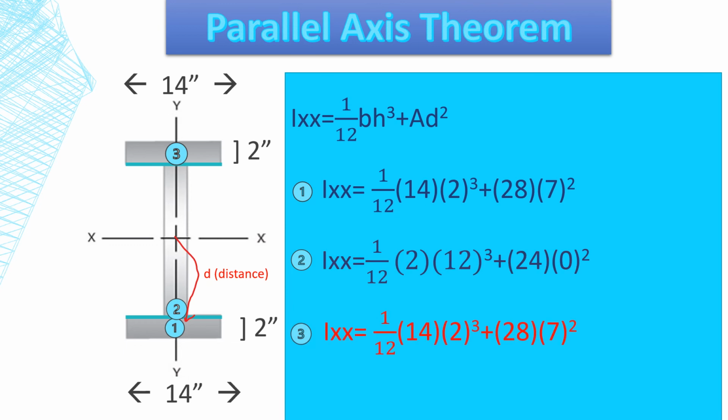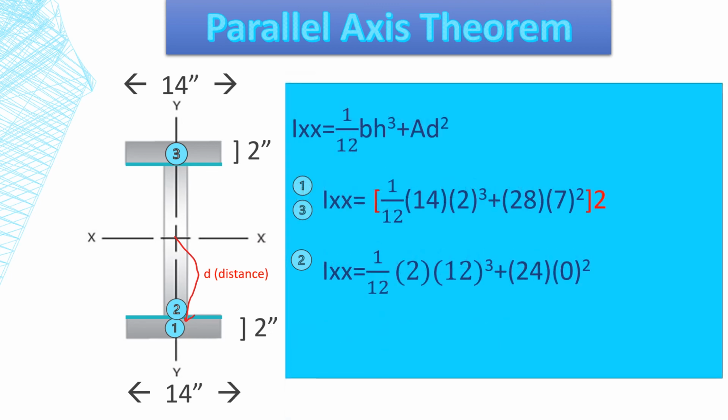So piece number 3 is actually no different from piece number 1. The only difference would be the negative and positive distance, but since it's squared anyways, it would be an absolute value and that makes it irrelevant. So the way we're going to do this instead, we're just going to multiply the number 1 piece by 2, and that will take care of the number 1 and the number 3 piece.